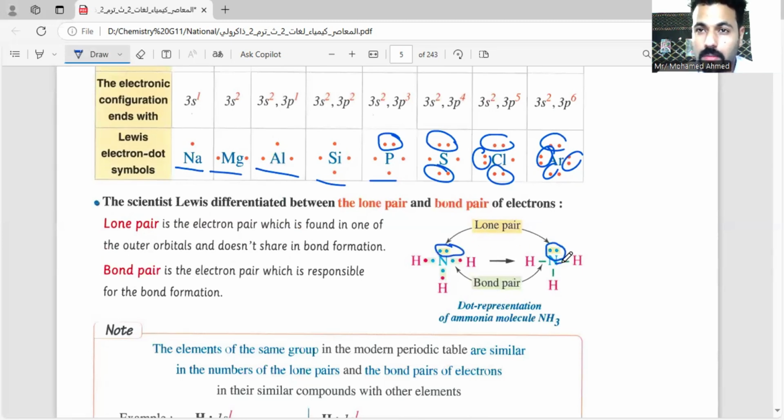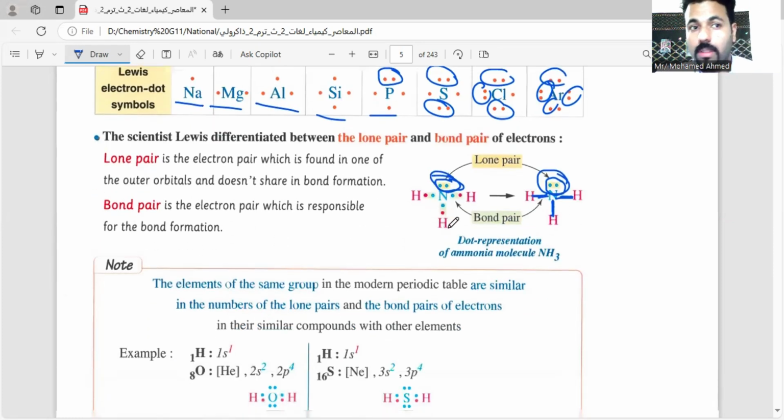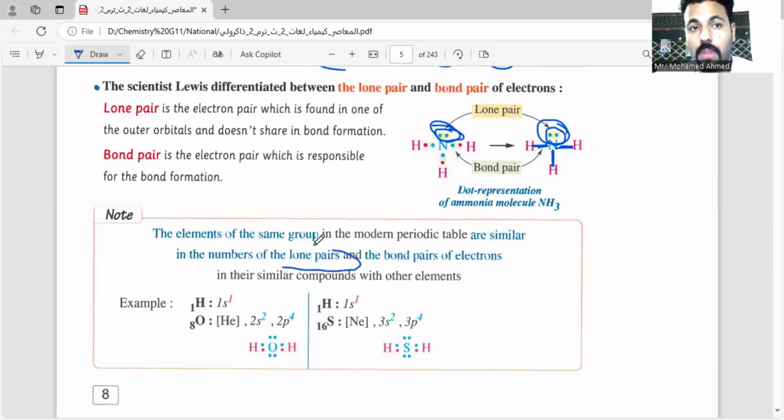What about this? This is a chemical bond, right? And this one a chemical bond. And sure this one is a chemical bond, right? So here we have three bond electrons. Here we have bond pair, and here bond pair, and here bond pair. And this one is called lone pair, and this one is called lone pair. So elements of the same group in the modern periodic table have the same number of lone pairs and the same number of bond pairs.